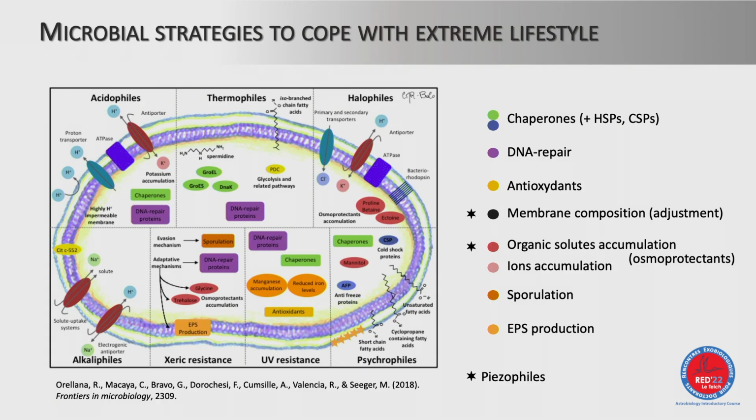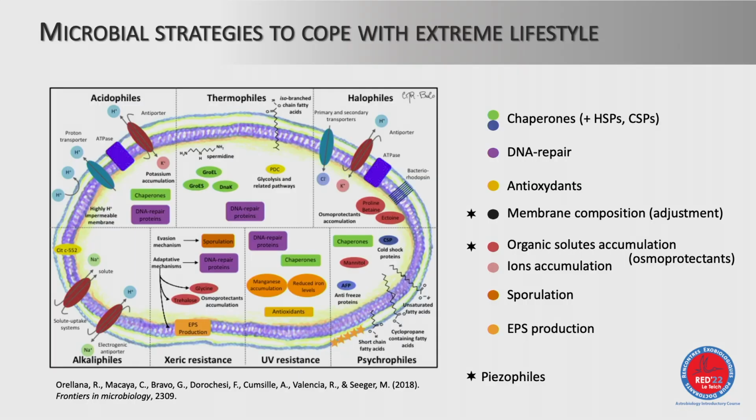For example, alkalophiles have a specific transporter on the membrane to avoid the entrance of sodium ions. And they are going to favor the entrance of protons to acidify the cytoplasm. On the contrary, acidophiles will maintain a neutral pH in the cell, in the cytoplasm, with potassium accumulation and other ions.